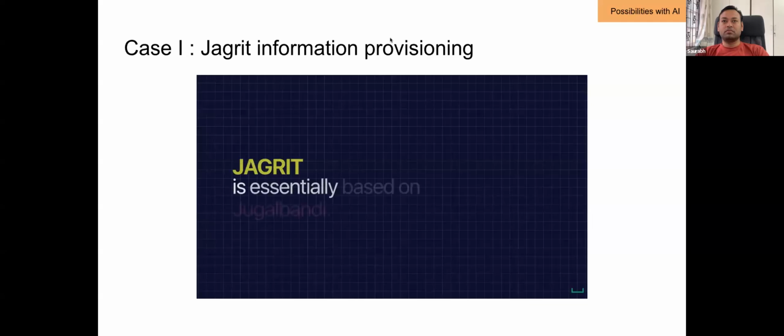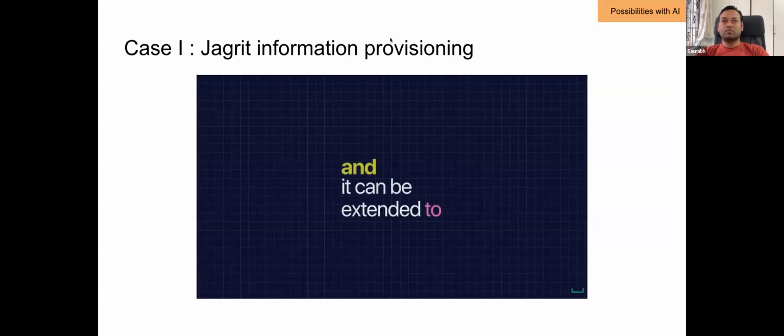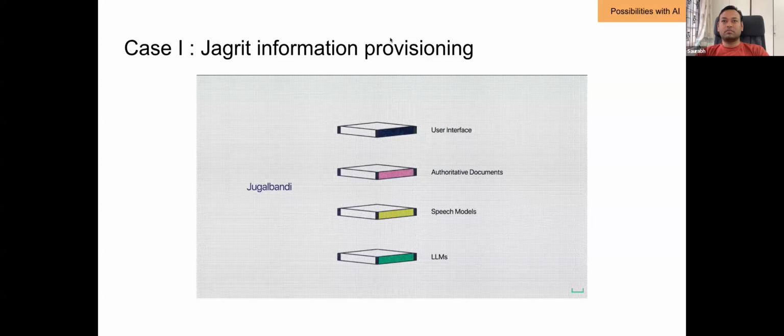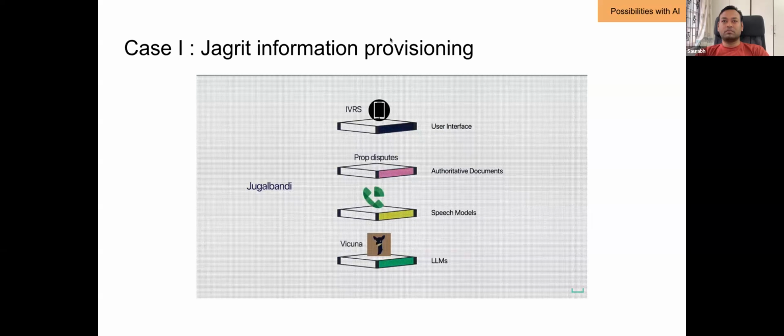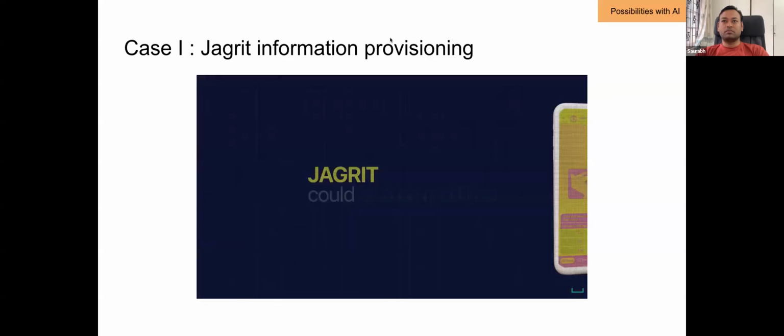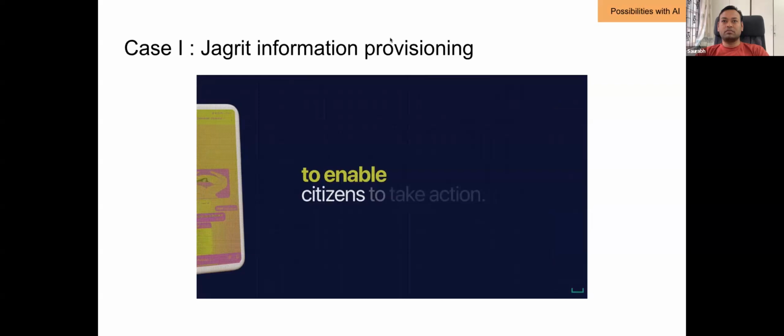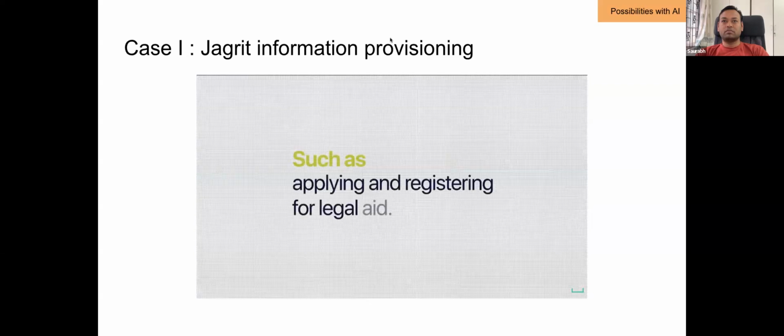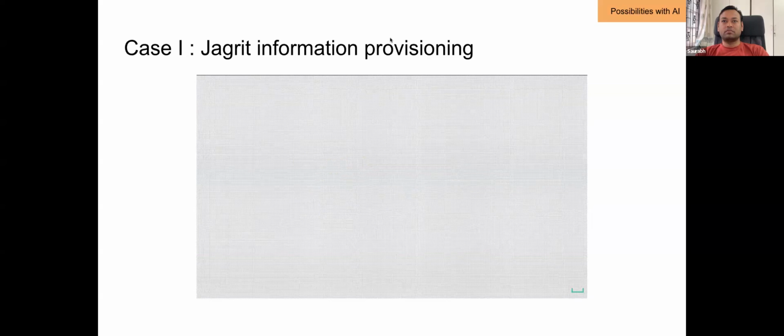Jagrit is essentially based on Jugalbandi, an open source platform built by AI for Bharat and OpenAI. And it can be extended to IVRS systems and can have multiple use cases, such as property disputes, POCSO Act cases, labor right cases, etc. Jagrit could also be modified to enable citizens to take action, such as applying and registering for legal aid via voice prompts on a chatbot instead of filling long forms.